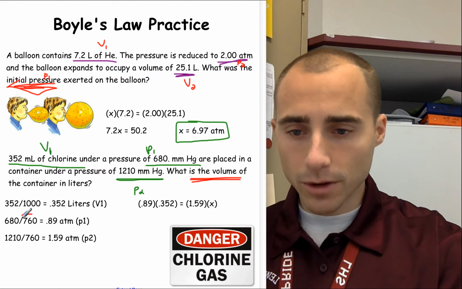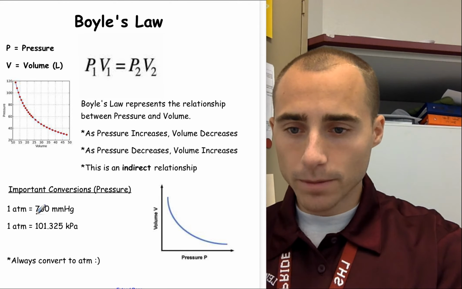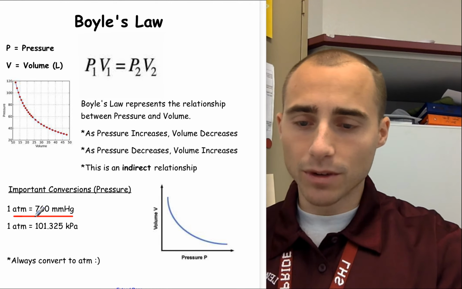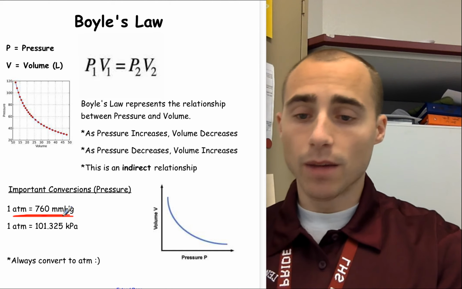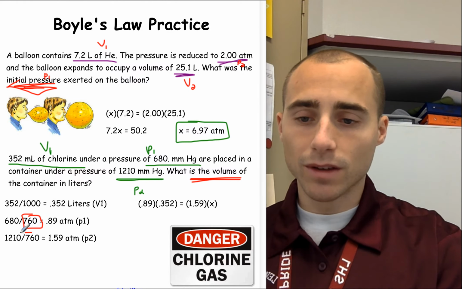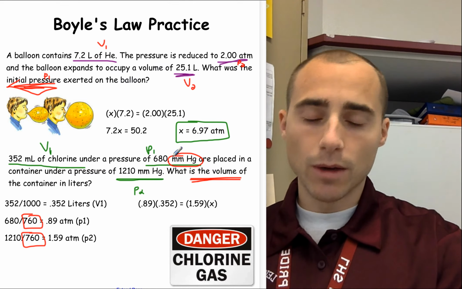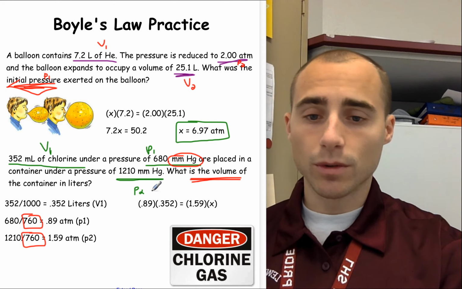Remember, I just want to go back here. I divided by 760 right here because, if you remember, 1 atm equals 760 millimeters mercury, so you have to divide by 760. That is why I divided by 760 on both of these, because we were dealing with millimeters of mercury and we needed to convert to atmospheres. So just a quick recap on that.